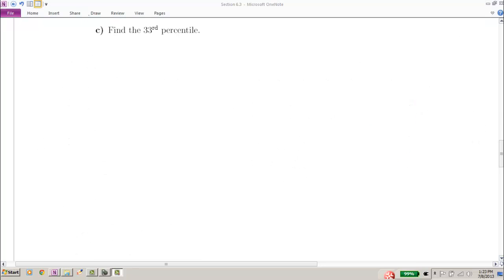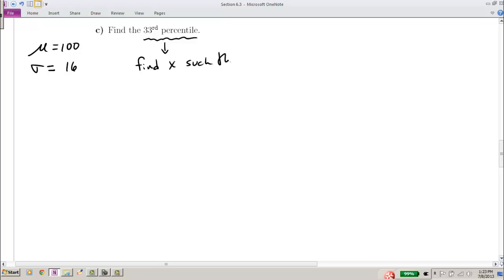In part C of example 108, they're asking us to find the 33rd percentile for these IQ scores. Again, the mean, mu, is 100. And the standard deviation, sigma, is 16. We want the 33rd percentile, so that means we're going to find the x value, the IQ score, such that 33% of the distribution is below it.